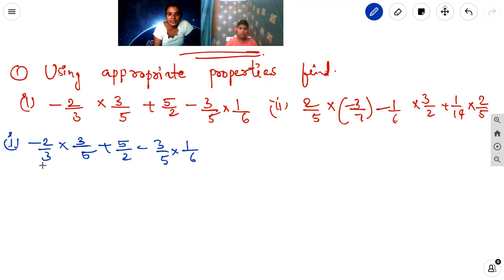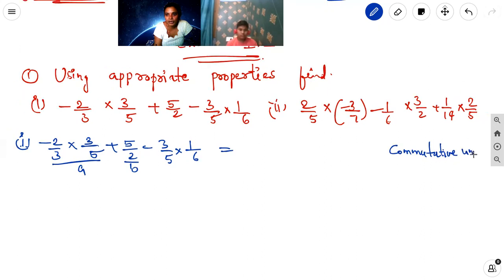See here, this is one element A, and this is B. Using the commutative property under addition. Commutative under addition, so exchange. What is A plus B equal to B plus A?